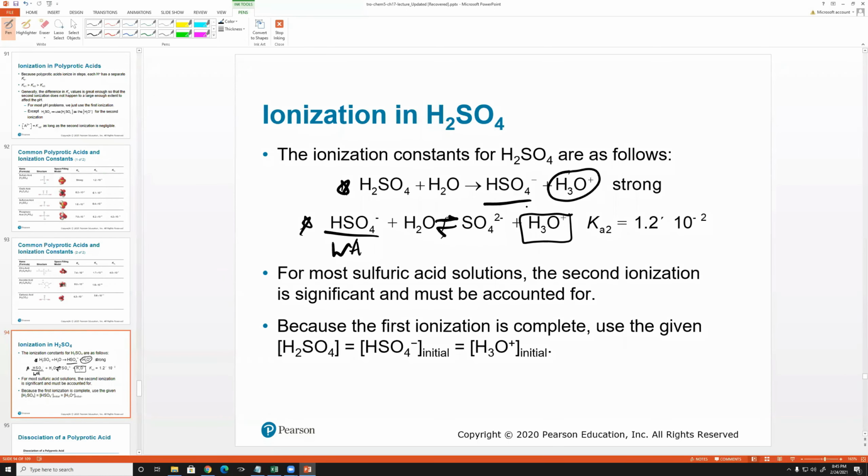But usually, if you're dissociating more than one proton from a strong acid, just the strong step will be significant, and the weak step will be very insignificant. So that amount of H+ or H3O+, we can basically make negligible. And that's what they do here: the amount of H2SO4 is going to be basically the same amount of H3O+, because the H3O+ that comes from the second deprotonation is going to be insignificant.